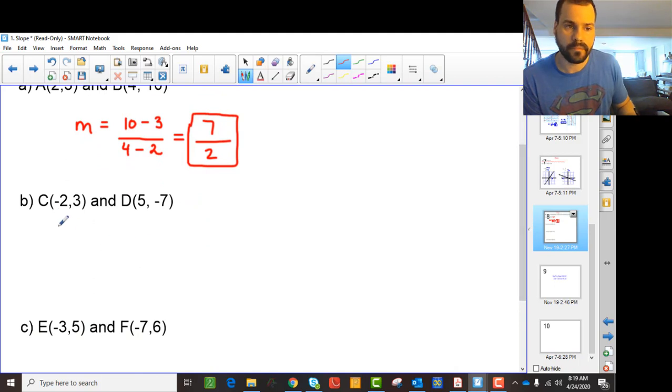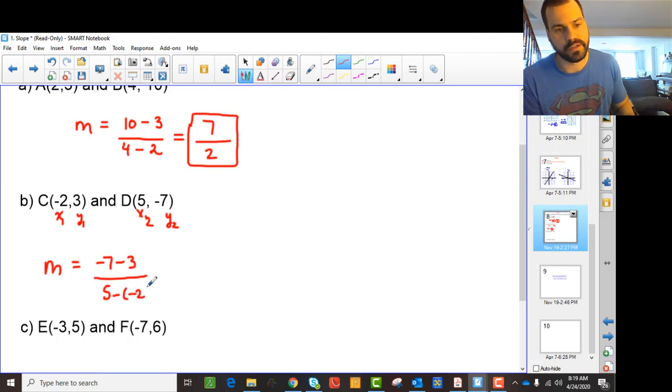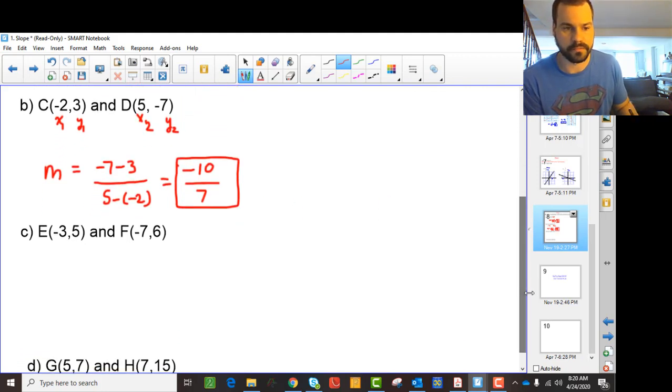Okay, if I do this guy, same idea. This is going to be x1, this is going to be y1. This is x2 and y2. So all we're doing again is subtracting the y value. So minus 7 minus 3, and then divided by 5 minus 2. You just have to be careful with your negatives because it's x2 minus x1, but x1 is negative. So that's why I'm writing minus 2. Okay, so minus 7 minus 3 is minus 10. 5 minus 2 is 5 plus 2, so it's positive 7. So my slope is minus 10 over 7.